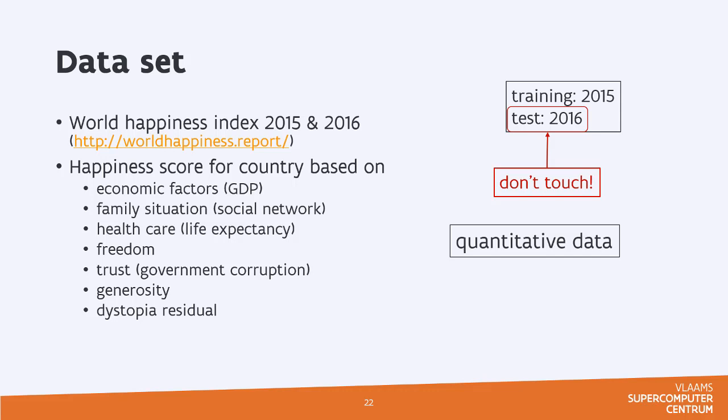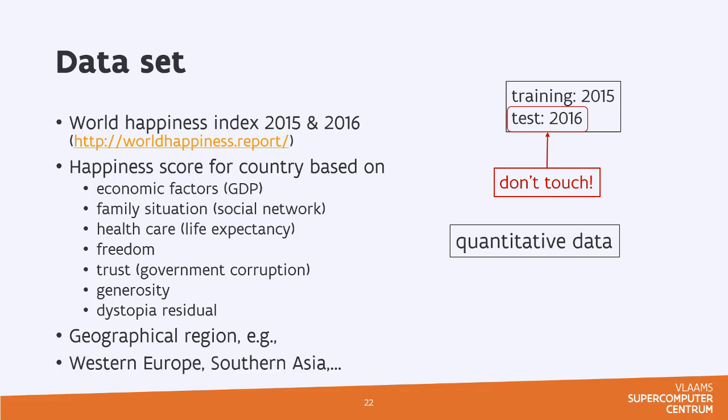So all of that is quantitative data, so those are numbers. But there's also geographical regions, for instance Western Europe or Southern Asia, things like that. And that is of course categorical data. So we have a nice mix of, on the one hand, quantitative and on the other hand categorical data.